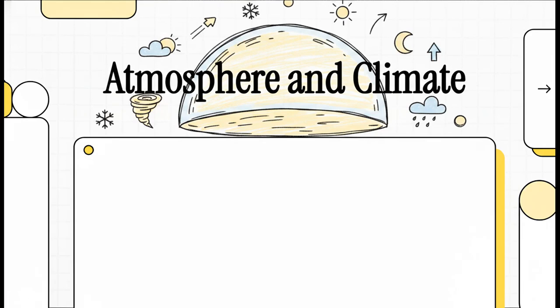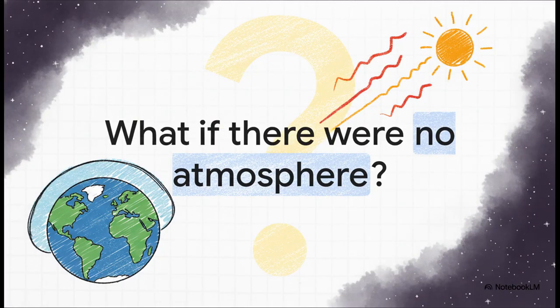Welcome to This Explainer. Today, we're decoding the mechanics of that invisible blanket surrounding our planet. We'll be breaking down how it dictates our daily weather, shapes global climates, and literally creates the lived experience of our seasons. If you've ever looked up and wondered what's really going on up there, well, let's get right into it.